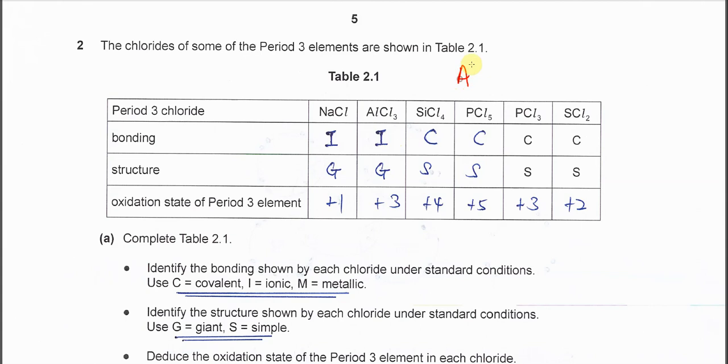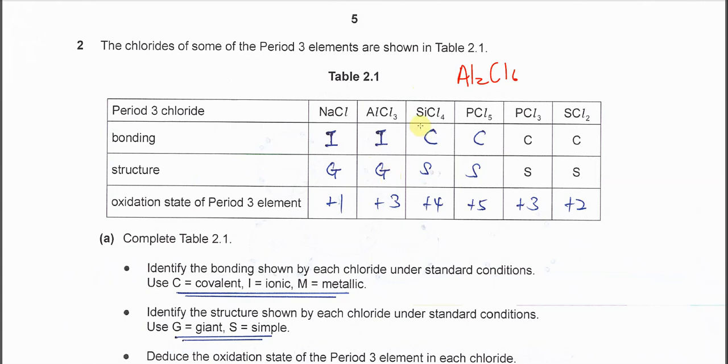But Al2Cl6 is covalent. Bonding is covalent and the structure is simple molecular for Al2Cl6. But for AlCl3, the bonding is ionic bonding and it is a giant ionic structure. So please understand and know the difference between these two. Okay, this is in the textbook. And the latest mark scheme this year also gives this answer.